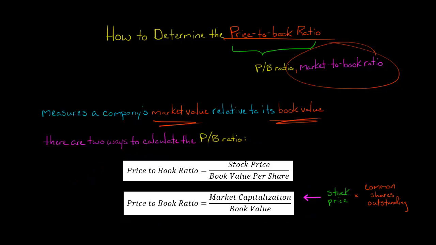In the first method, you could take a company's stock price, which is ultimately the company's market value expressed on a per-share basis, and divide it by the book value per share. Alternatively, you could take a company's market capitalization and divide it by the total book value. Either way, you're going to end up with the same price-to-book ratio, so you can use either method.